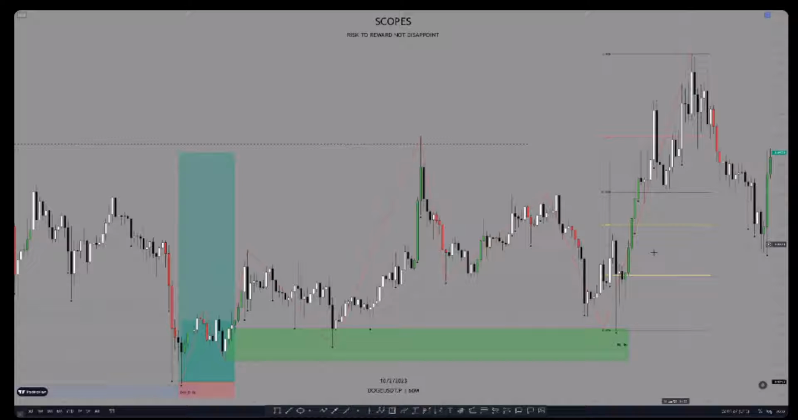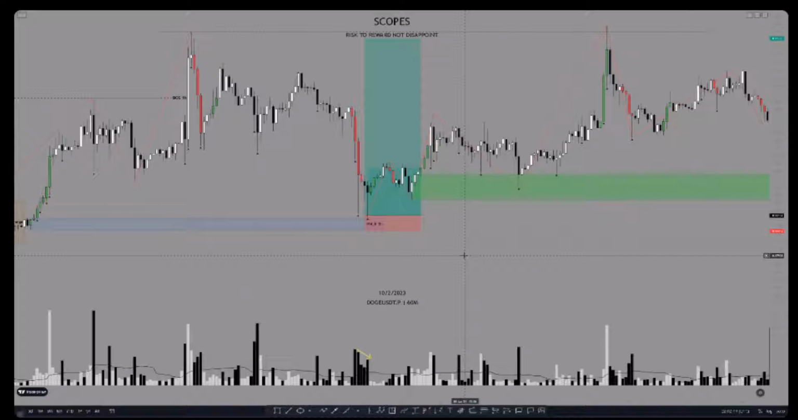If you look on the group volume, let's just save. Yeah, group volume is increasing, which is what you want to see when it's coming towards a POI, showing that the sellers are running out of steam as you come into your POI.